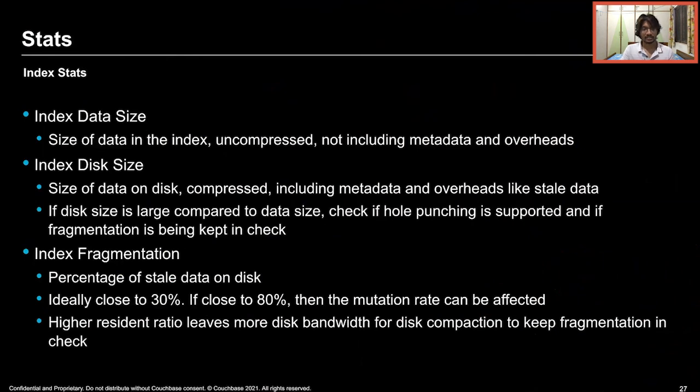Coming to fragmentation, it's the percentage of stale data on disk. Ideally, Plasma will maintain this close to 30%, but if it rises to around 80%, then the mutation rate can be artificially slowed down, and this has to be taken into consideration. A higher resident ratio leaves more bandwidth for disk compaction to keep the fragmentation in check.